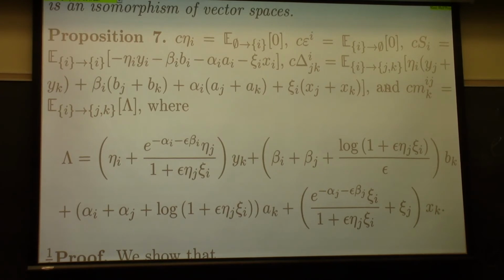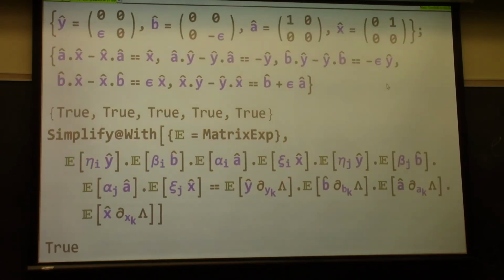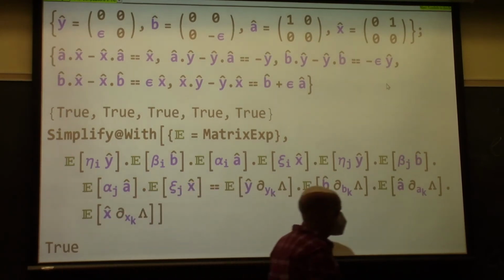So the technique must be broken, because if it works for CU and not for QU, then something must be broken. Okay? And it's broken because this is really half a proof. And here is how this is half a proof.